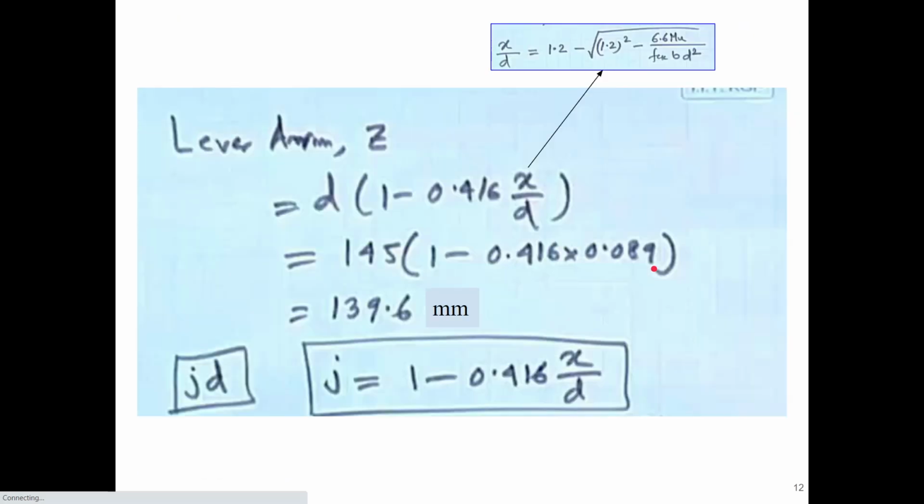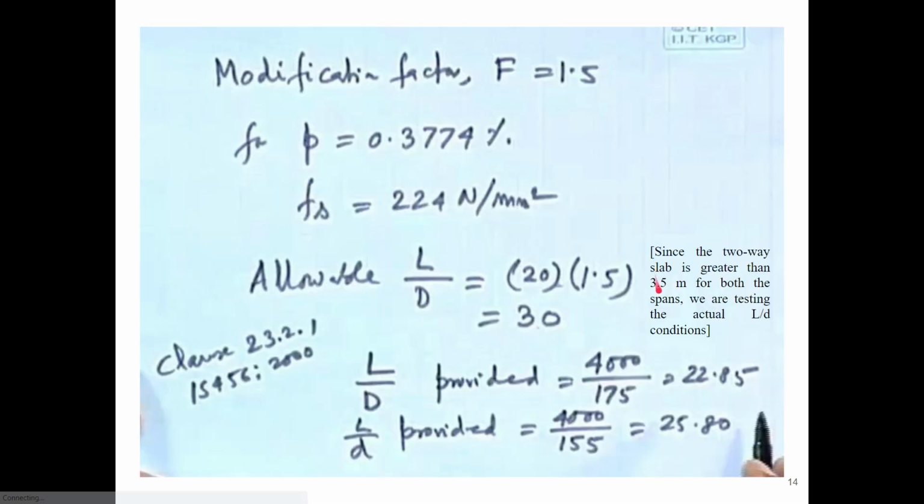But if you see that formula, that clause, it is written that L by D, the span to depth of the slab, should be less than 3.5. But here it is 5.5 and 4 meters. Although we have taken that, we have to satisfy the basic criteria: for simply supported it should be less than 20 generally, and by multiplying the modification factor, it should be less than 30, right?